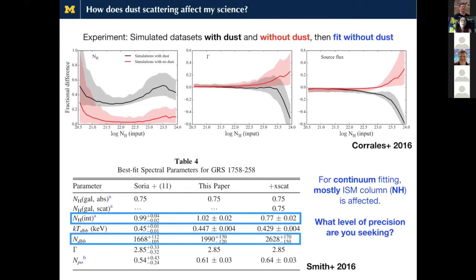I also want to give a plug for the Smith 2016 paper, which I'm on, that goes into a little bit more detail about how dust scattering affects the physics that you get out for a few particular cases. And again, in this particular table, we have a fit to GRS 1758. Again, it's mostly the ISM column that's affected, and you can see it's on the 30%-ish level. But there's one or two other parameters that get affected by quite a lot. So that's a good paper to go to if you want to see more specific details in terms of science.